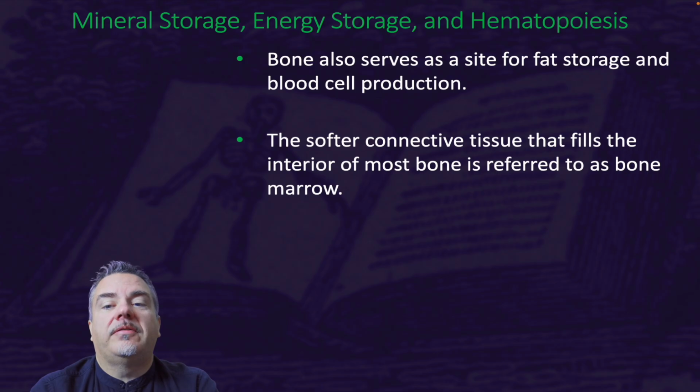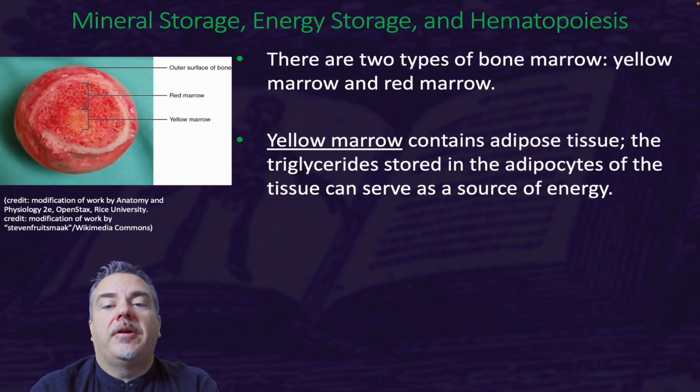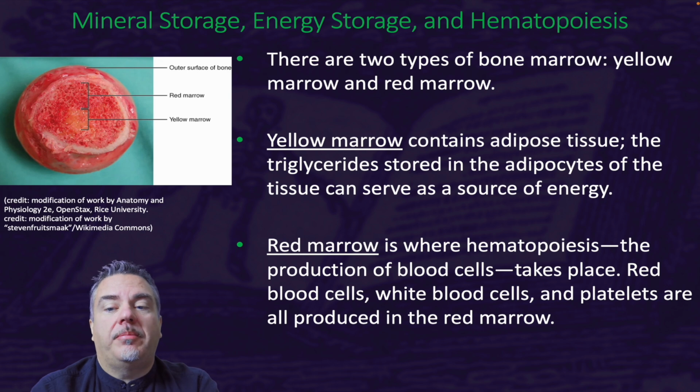The softer connective tissue that fills the interior of most bone is referred to as the bone marrow. There are two types of bone marrow, yellow marrow and red marrow. Yellow marrow contains adipose tissue. The triglycerides stored in the adipocytes of the tissue can serve as a source of energy. Red marrow is where hematopoiesis, the production of blood cells, takes place. Red blood cells, white blood cells, and platelets are all produced in the red marrow.